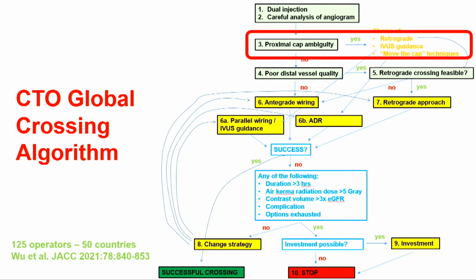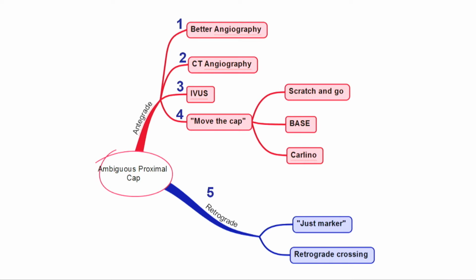Moving on, the first thing you look at after the angiogram is the proximal cap. Do you understand where the CTO starts or not? And if you don't, there are different ways to, as we say, resolve the ambiguity, which are the retrograde approach, use IVUS guidance, or use the dissection re-entry, move the cap techniques. So these are summarized here.